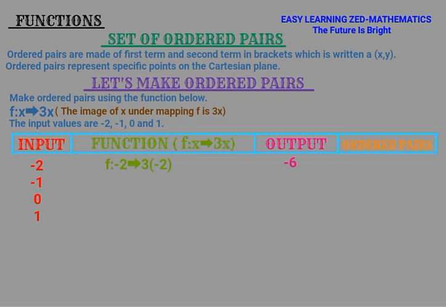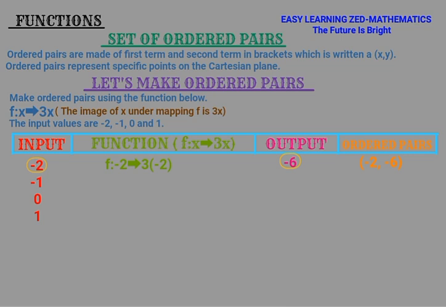Now we have come to the section where I want to make ordered pairs. So what we're going to do, we're going to get the input and the output. We're going to get the input, the one I've circled there, the input we have used in the function, which is -2, and then the result we have found after putting -2 in the function, which is -6. Then the input will be for the x-axis.